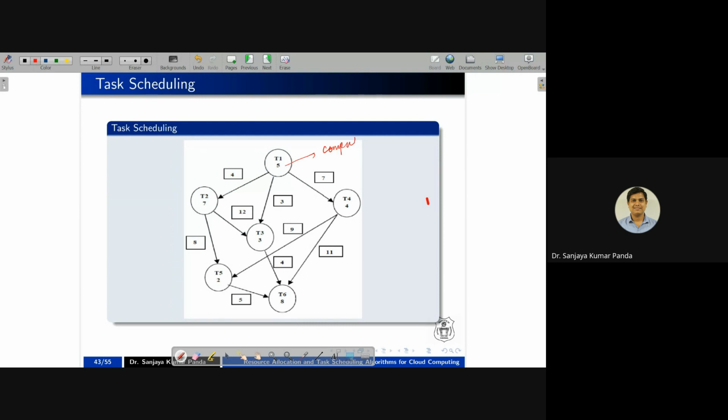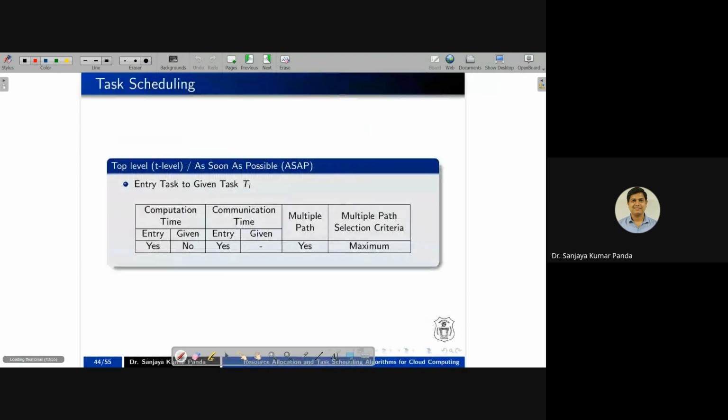This one is treated as our computation time. So executing the task T1 requires 5 minutes of computation time. But this 4 and 7 is the communication time, right? So how to process this particular task on different machines? That is challenging. So there is a measure called T level.